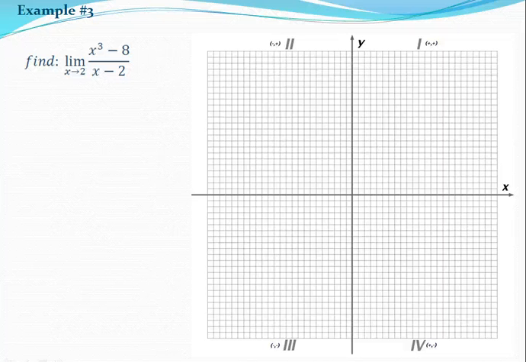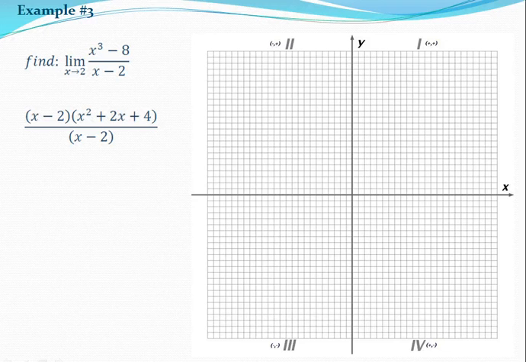Now let's take a look at the limit as x approaches 2 of (x cubed minus 8) over (x minus 2). Now before I say that there's a vertical asymptote at 2, I want to take a look at the function and see if I can simplify it. So using my difference of cubes, I factor the function. When I do this, I notice that now I have a common factor that I can cross out. So what does that mean? It means that it's a removable discontinuity and I have a hole at x equals 2.